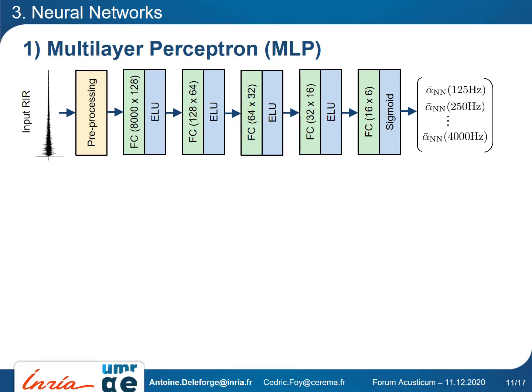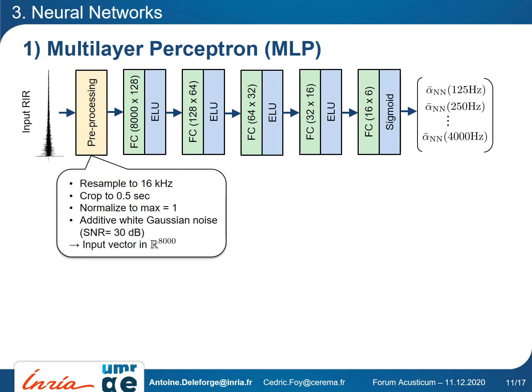The first neural network architecture we consider is a simple multi-layer perceptron. We first have a pre-processing stage where the room impulse responses are resampled to 16 kHz, cropped to the first 0.5 seconds, normalized to have a maximum value of 1, and corrupted with mild additive white Gaussian noise with a 30 dB signal-to-noise ratio to avoid overfitting. This results in an 8,000 dimensional input vector.